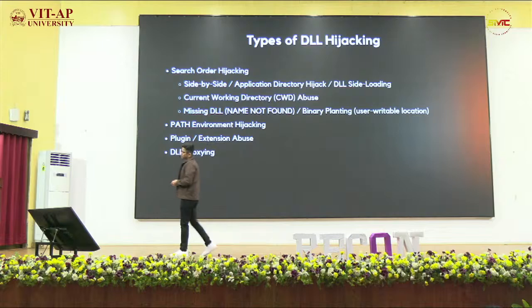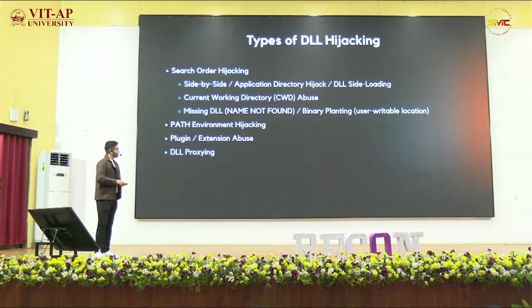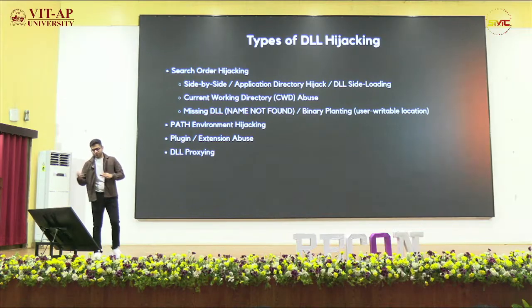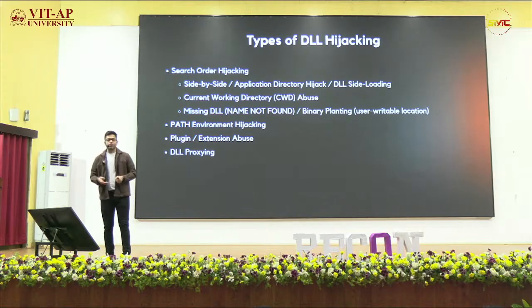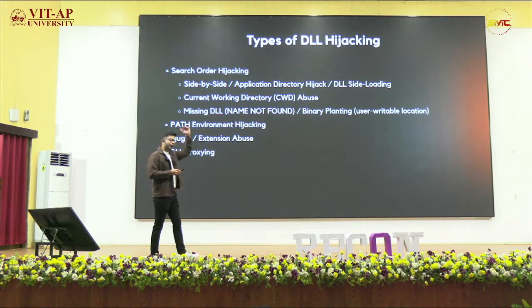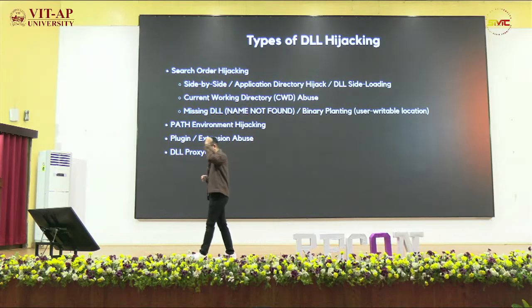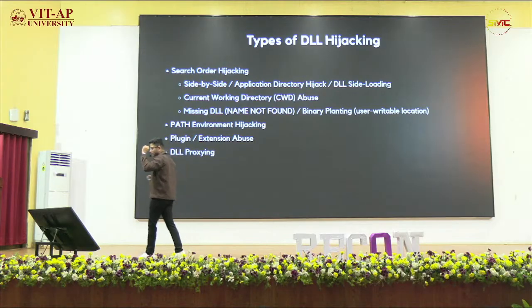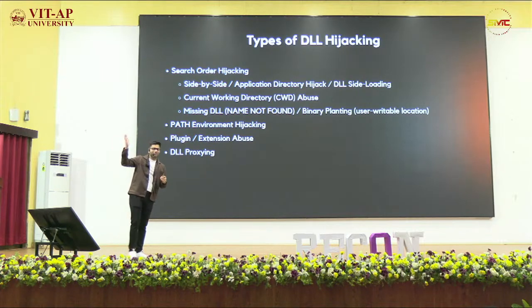So there are many types of DLL hijacking, not just search order hijacking. Like I told you, search order hijacking is very common, and it has 3 subtypes. First of all, side-by-side and application directory hijack. It's also called side loading. So it's the very first directory where the search is happening. If you are able to place that DLL in that very first directory, then it's hijacked. And then the current working directory, that's lower in the order, the 4th or 5th place. But it's very rare to get to that place because System32 will already have it mostly.